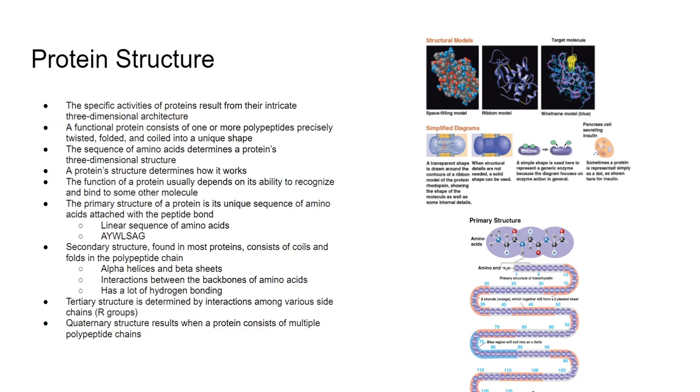So what types of amino acids are in its amino acid chain, essentially the linearity of what types of amino acids are there, essentially determines how the structure will look three-dimensionally. A protein structure determines how it works. The function of a protein usually depends on its ability to recognize and bind to some other molecules. And the primary structure of a protein is its unique sequence of amino acids attached with the peptide bond. So the primary structure is probably the easiest one because it's essentially just the line of amino acids, the polypeptides. It's just the polypeptide structure as a whole, what the amino acid sequence is.